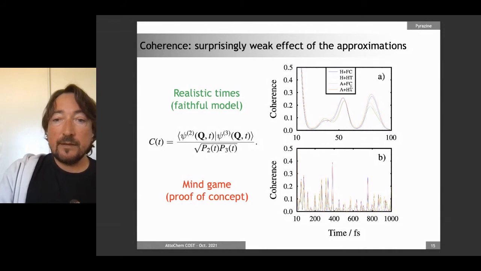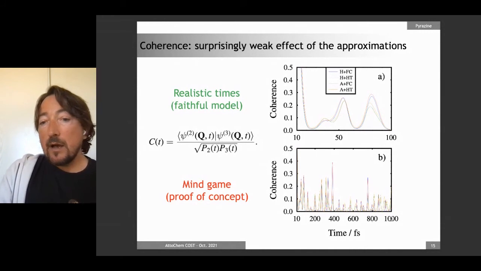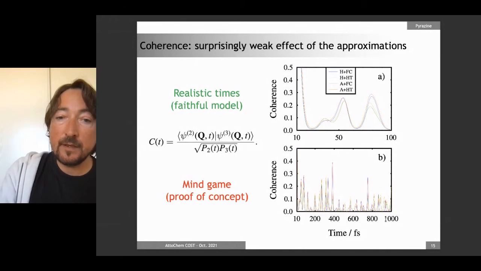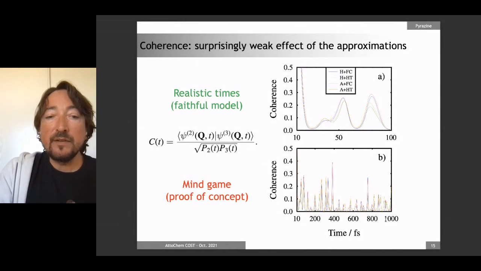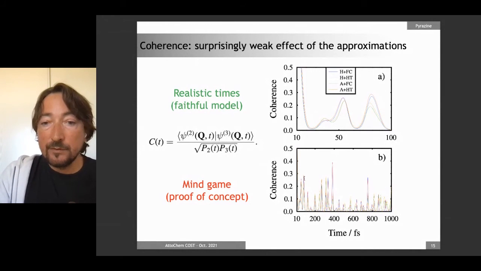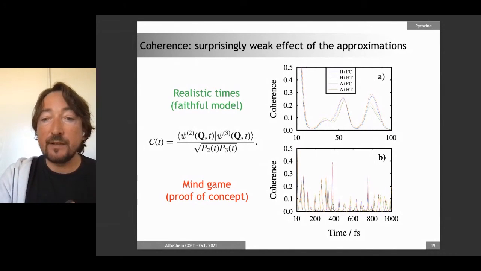Then again, I told you that we pushed the model to times that are not physical, because we know that over 1 picosecond, other effects will act. So we will have IVR to non-totally symmetric modes and internal conversion via conical intersections to other states. But as a sort of mind game for proof of concept, we calculated the coherence at very long times to check whether we would still have recurrences, revival of coherence, and whether such approximations had much effect or not.